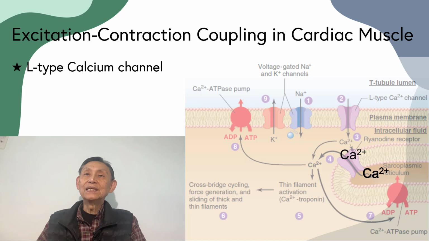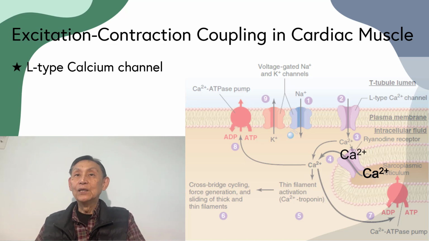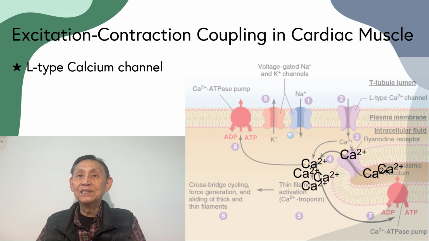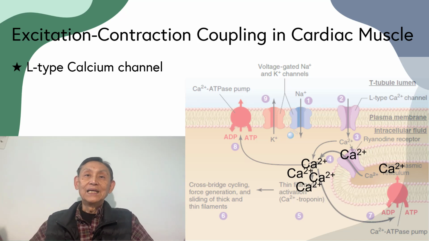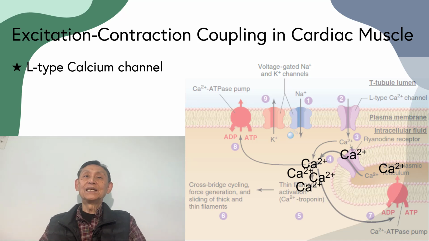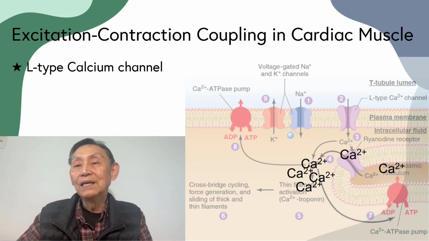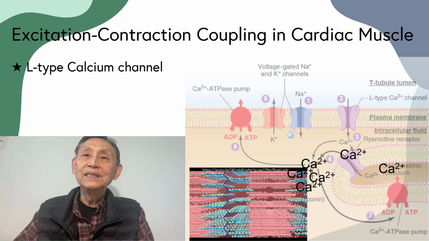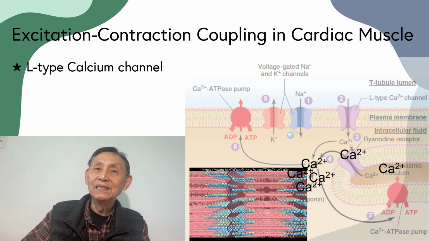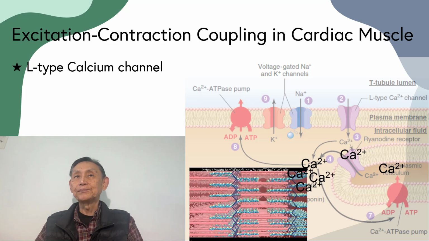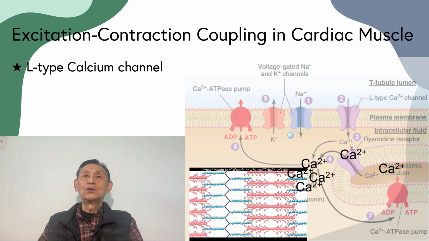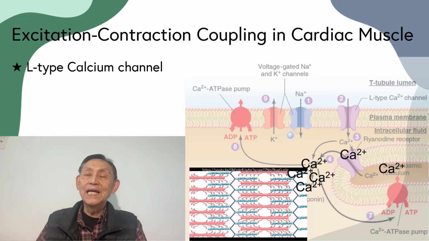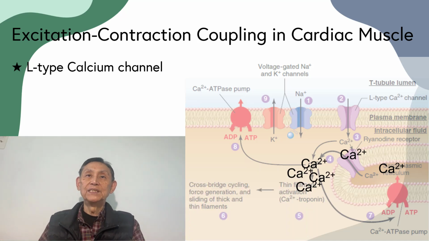And this trigger calcium binds to and opens the ryanodine receptor calcium channel in the sarcoplasmic reticulum membrane. And calcium flows into the cytosol, raising the calcium concentration, and binding of calcium to troponin exposes the cross-bridge binding site in the thin filament. And then cross-bridge cycling causes force generation and sliding of thick and thin filaments.